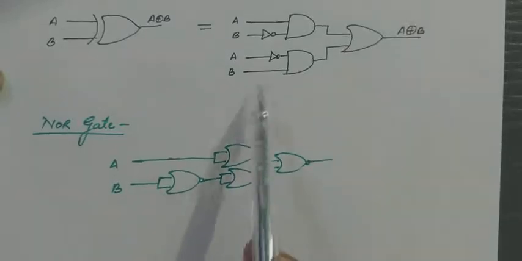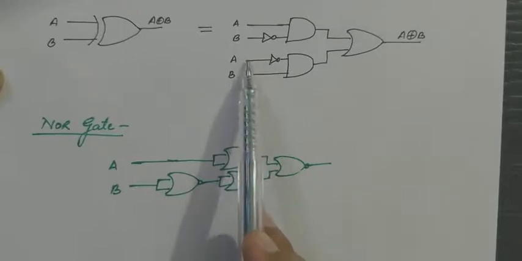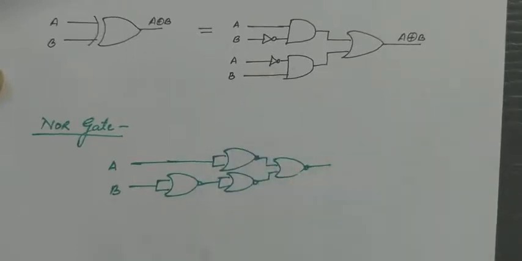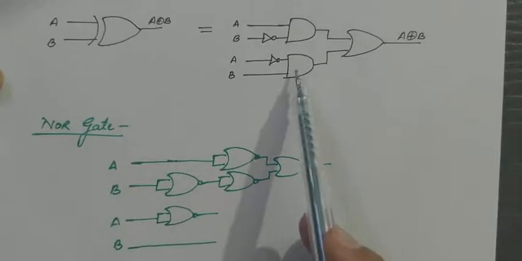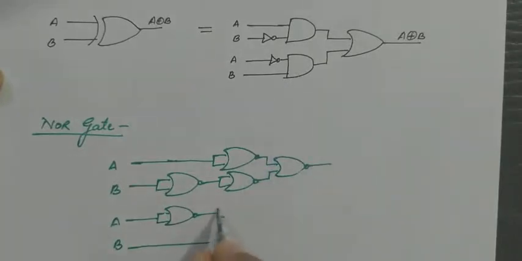Similarly, we have two input lines A and B, NOT gate and again AND gate. So we'll make again an input line A, and we have a NOT gate here. So we'll add a NOT gate. This is the NOT gate. Similarly, input line B. And for this AND gate we will again add the NOR representation of this AND gate. So this is the AND gate.